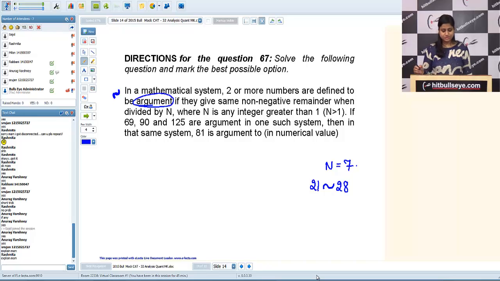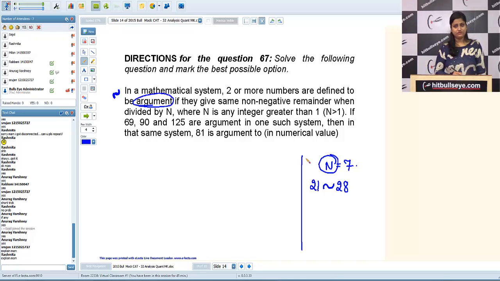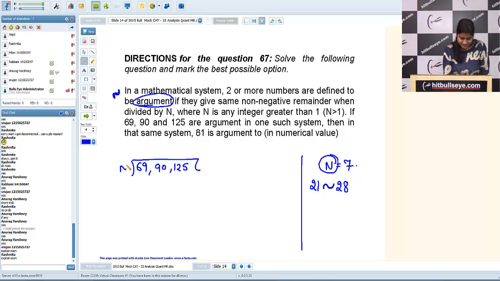Clear? So, if 69, 90 and 125 are congruent in one such system, then in that system 81 is congruent to what? And there were no options. So that was a conceptual question. Here we don't know the value of n, but we are getting a same remainder, say r. So when you are dividing this 69 or 90 or 125 by some n, always you are getting a remainder of r. Quotients can be different.